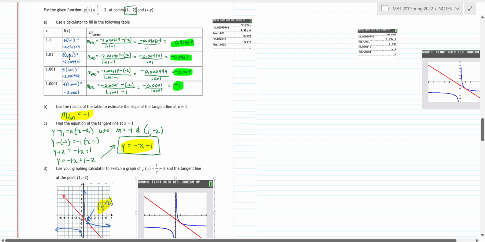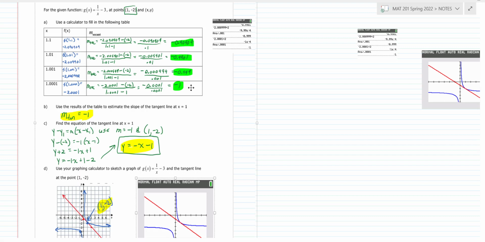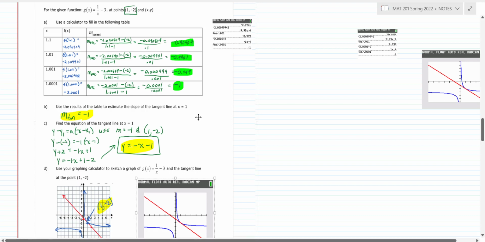What I want you to see is we're basically getting closer and closer to 1, and as we get closer, we're getting close to making a tangent line. Technically, it's a secant line when you use 1 and 1.0001 as your x values, but the slope gets closer to the exact value of the tangent line. In this case, the slope of the tangent line is going to be -1.